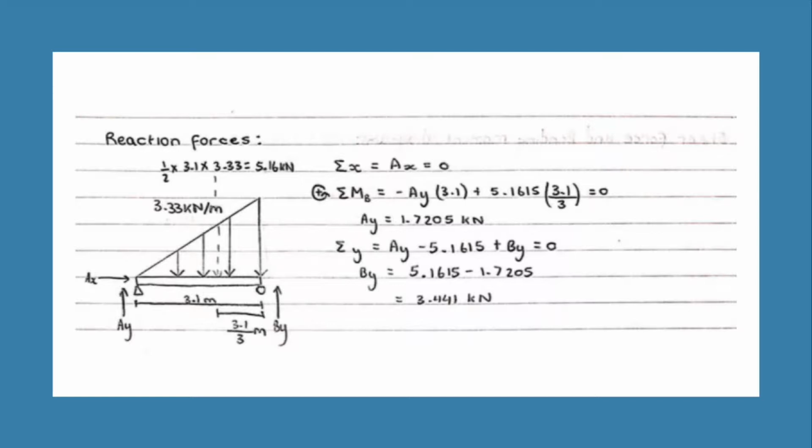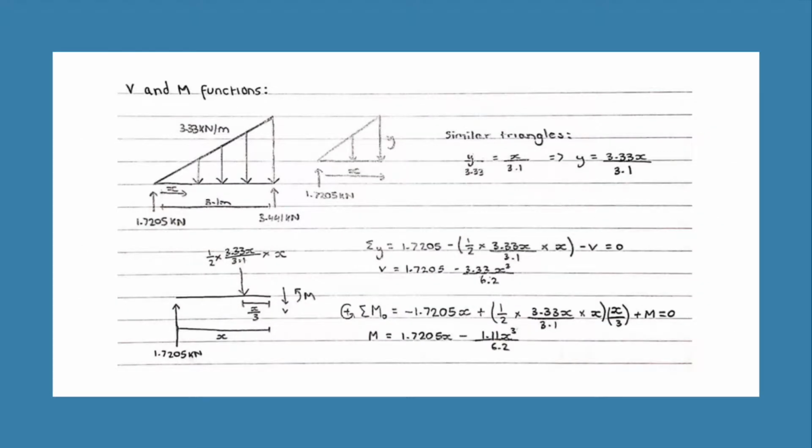The first step was to draw a free body diagram of my structure and find the reaction forces at the pin support A and the roller support B. After applying the equilibrium equations, we discover that AX is equal to 0, AY is equal to 1.205 kilonewtons, and BY is equal to 3.441 kilonewtons.